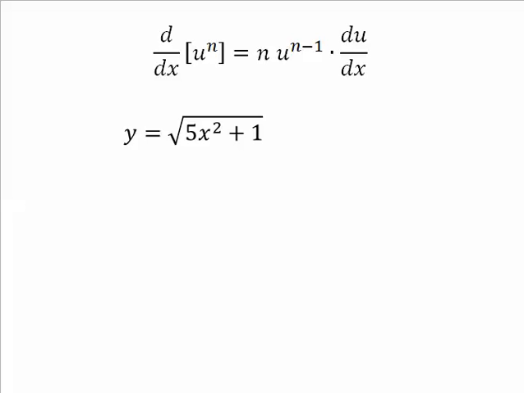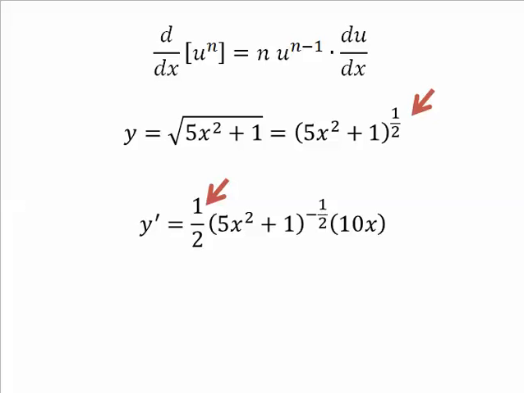What about this problem? I've got y equals the square root of 5x squared plus 1. The first thing I'm going to want to do is make my problem look like u to some power. And so instead of using the radical, I use exponent notation. Then, as I did before, I identify what is my inside piece. My inside piece is 5x squared plus 1. And I'm now ready to use the chain rule.